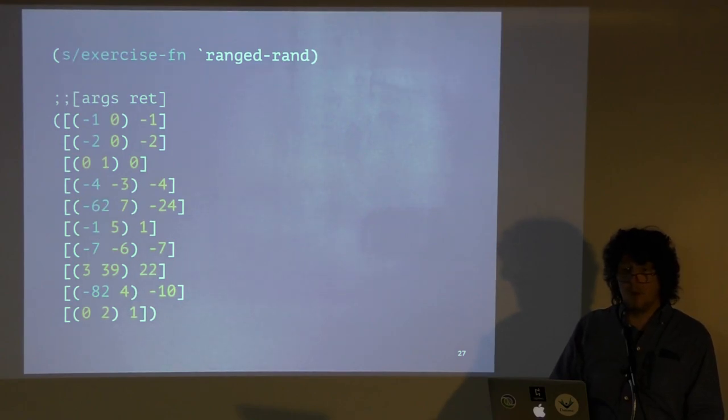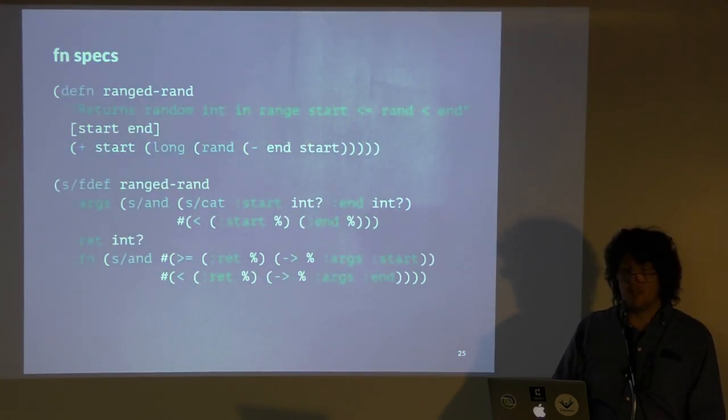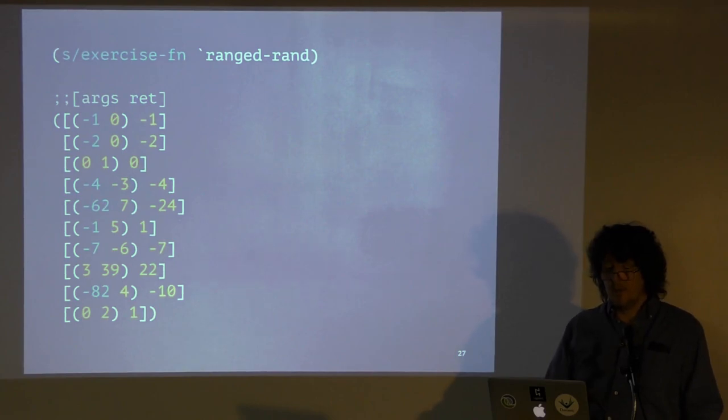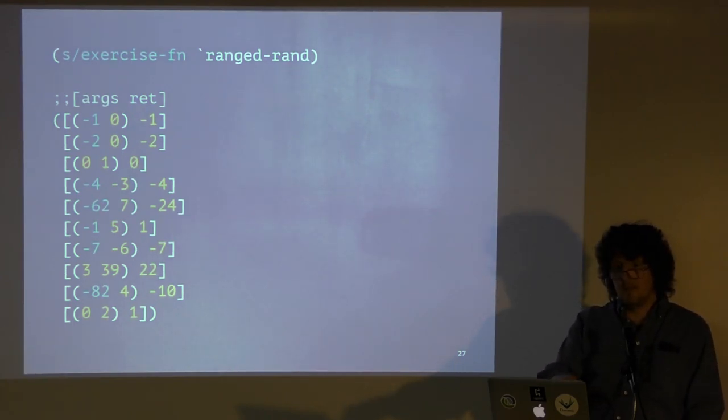Okay. So it's using everything on this page. It's using it because it's calling ranged RAND. So this is a generated argument list. It looked at the arg spec and said, one number, another number, but you notice the first number is always less than the second number because it used that spec.